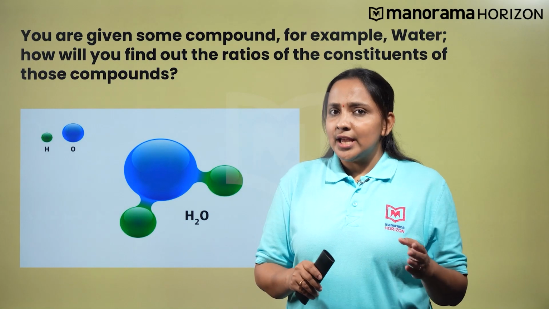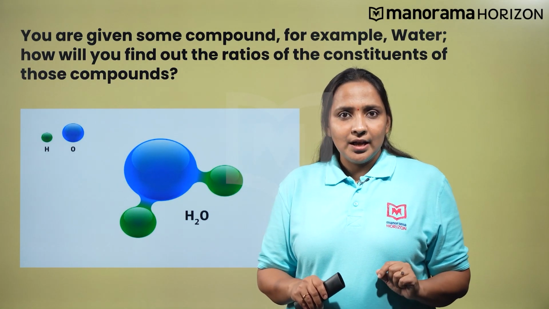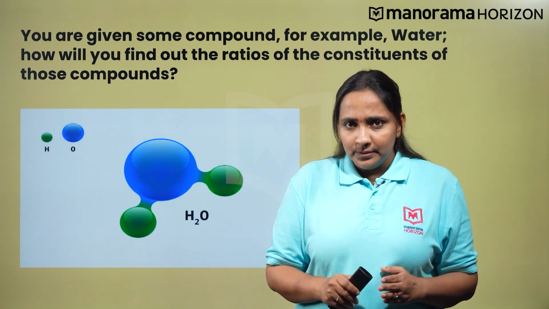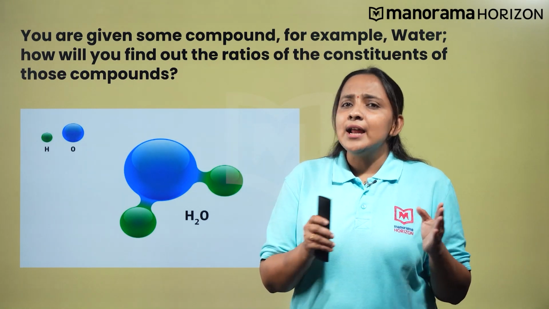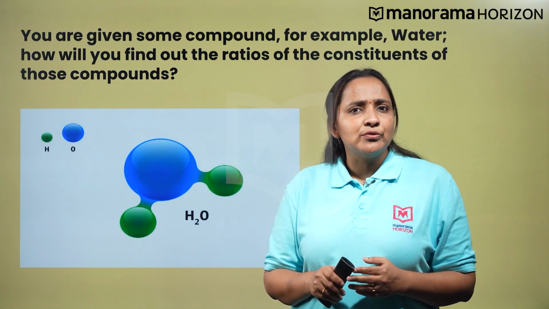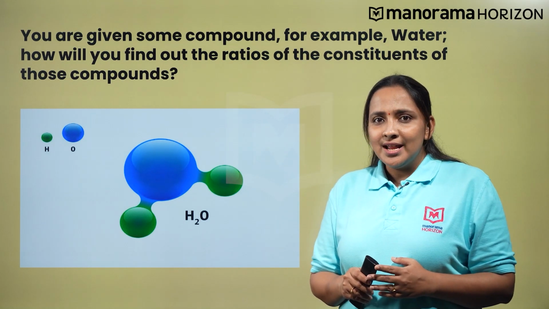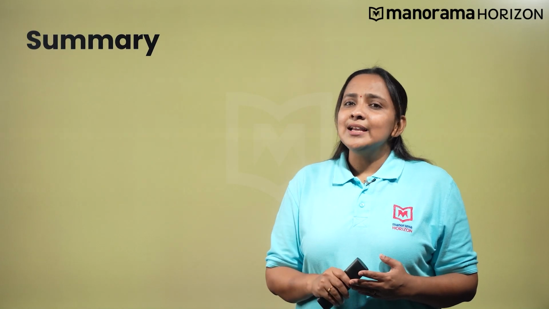As we are approaching the end of the class, I would like you to ponder over one question. Suppose I give a compound, for example, water. We already discussed that water contains oxygen and hydrogen. Now, how will you find out the ratios of the constituents of those compounds? Think over this question and we will discuss this in the upcoming video. Now, let us summarize what we have learnt.